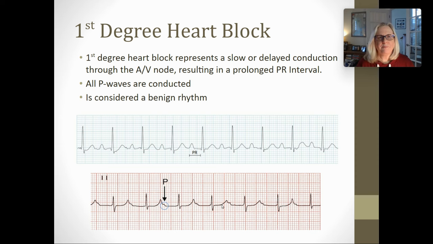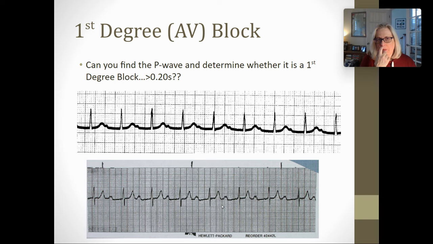All right. So this is just some more examples. If you can find the P wave, I'll give you just a couple seconds. They're both definitely longer than 0.20 seconds, meaning more than five little boxes. So in this top one up here, did you find the P wave? This is the P wave right here at the end of the T wave. If I start at the P wave and head all the way over to here, we're about eight little boxes. So eight little boxes, that's 0.32, isn't it?